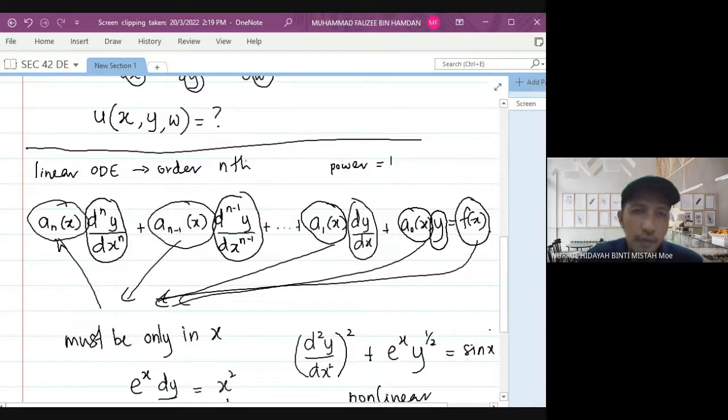How do we want to identify the order? You must look at the highest.